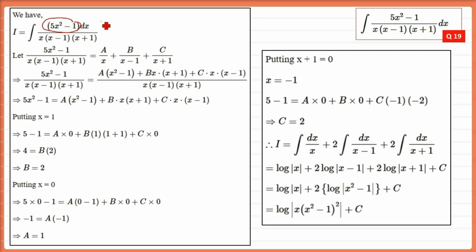5x square minus 1. You have the order of 2 in the numerator and order of 3 in the denominator. Just write a divided by x, b divided by x minus 1 and c divided by x plus 1. And then you can integrate this quite easily. This is your final answer. I hope you will be able to do this.